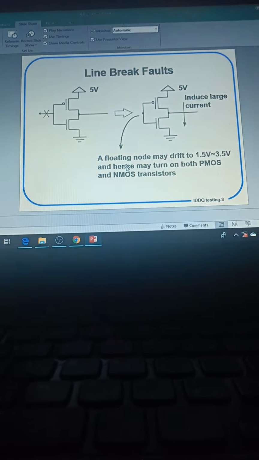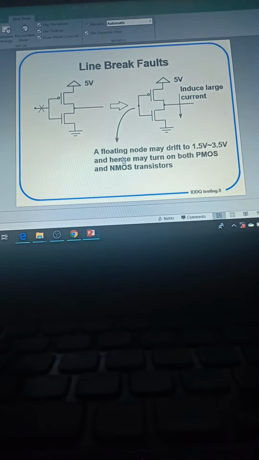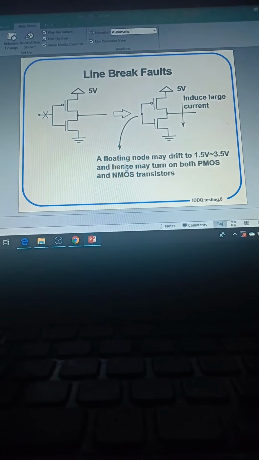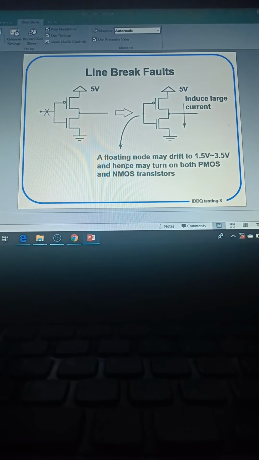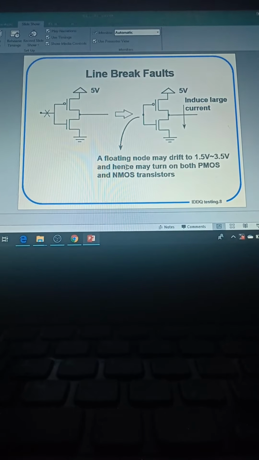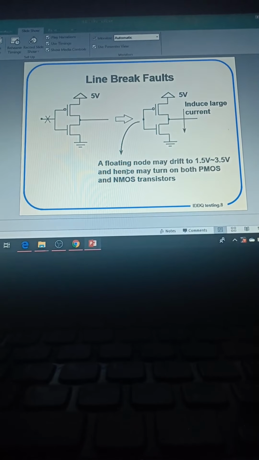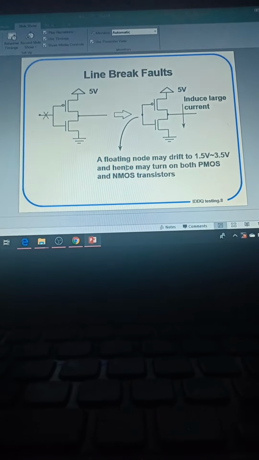Line break fault is when the input line is not connected. If there is a disconnection in the input line, then this is considered a line break fault. Here a large IDDQ current flows because both the PMOS and NMOS transistors will be turned on due to this floating node.